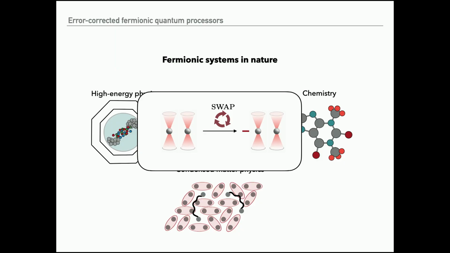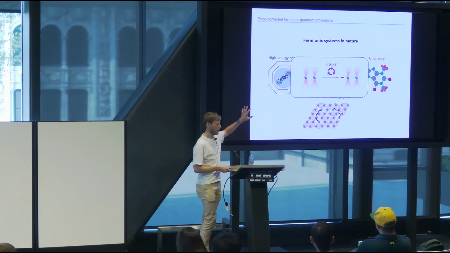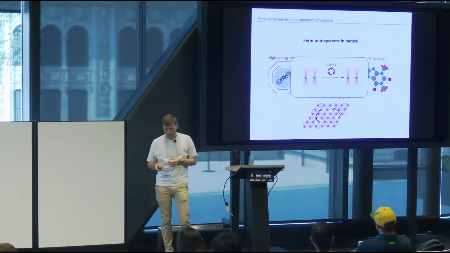All of these systems have in common a very interesting fundamental spin statistics in these particles. So essentially what that means is, and here I already show a sketch of a tweezer array, but basically what happens if you have two fermionic particles and you interchange them, then the many-body wave function gets this minus sign. And that's a very fundamental thing.